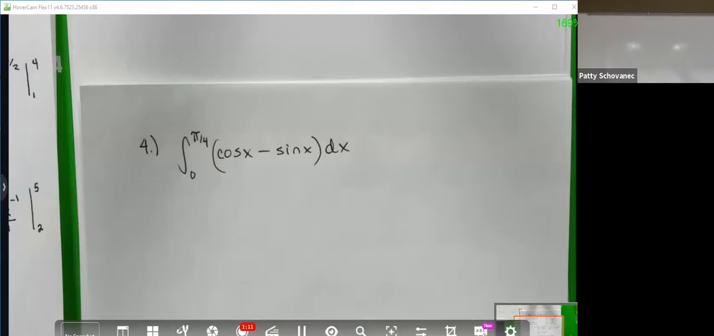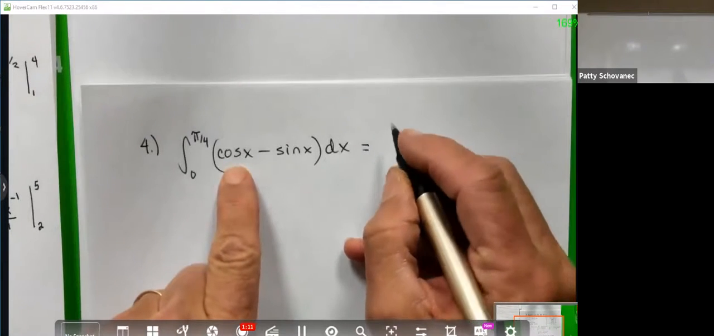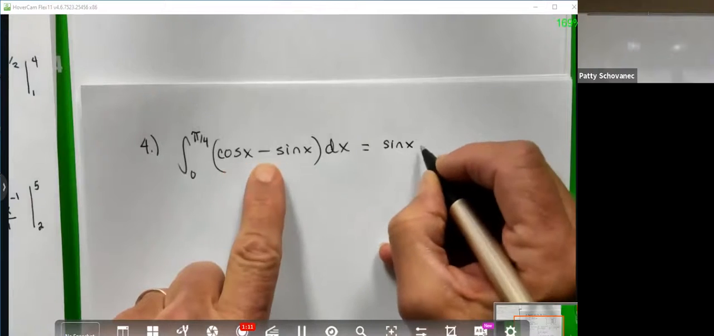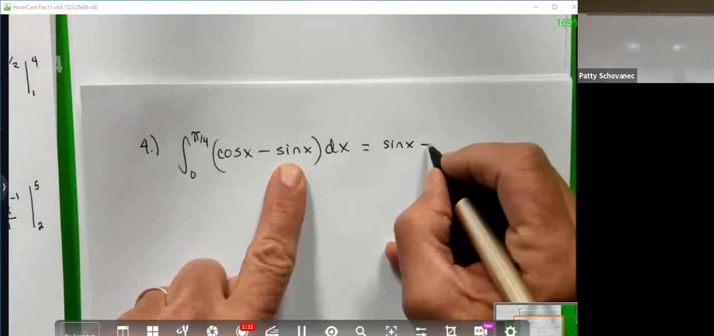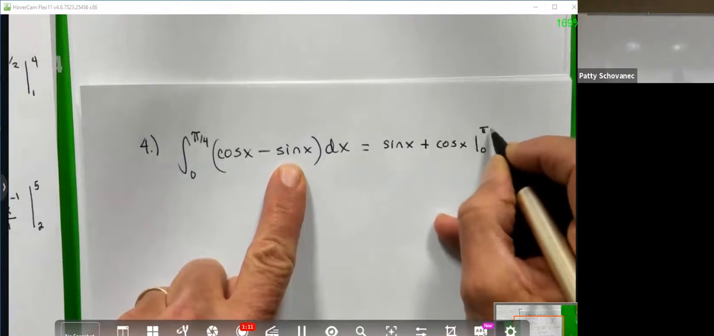Let's do this term by term. First, the antiderivative. The antiderivative of cosine is sine, minus the antiderivative of sine. What's the antiderivative of sine? Negative cosine. So this gives us a plus here from 0 to pi over 4.